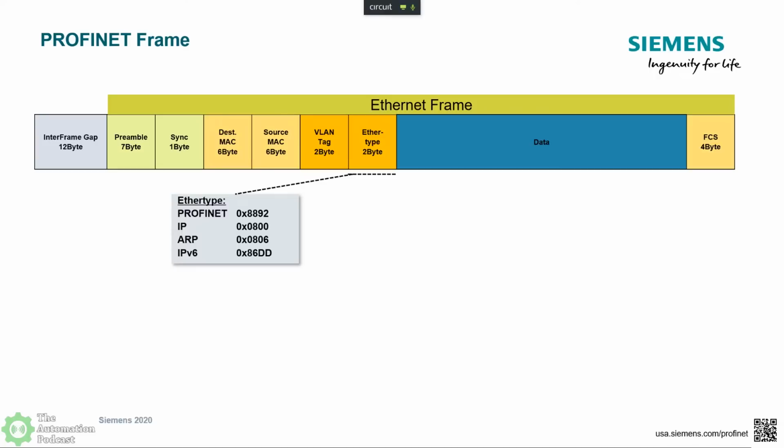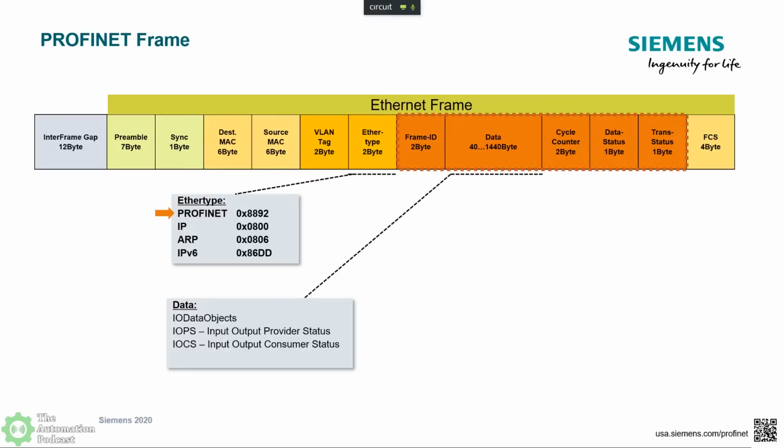And here you have the EtherType, where you have PROFINET with 8892, or standard IP communication with 800, or IPv6, and so on. So with PROFINET we have the 8892, and the PROFINET frame is actually structured. We have the frame ID, and then we have the I/O data.